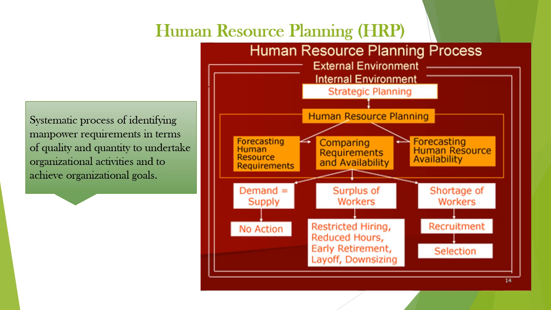If the demand is equal to supply, you don't have to take any action. If there is shortage, you will do recruitment and selection. And if there is surplus, you will either do an early retirement, you will lay them off, or you will downsize them. Downsize matlab आप जितने लोग हैं उनको कम कर देंगे. Okay, so these are the steps in human resource planning.